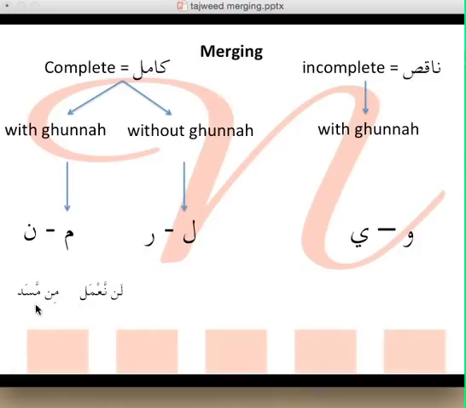The other example is min masad: noon, empty noon without any vowels, afterward there is mim. Mim is part of this group, with ghunna, kamil. Exactly the same explanation as لن نعمل. The noon goes completely with its ghunna, that's why we say kamil, complete. And the mim stays with its ghunna, because mim and noon always have ghunna. So mim masad, mim masad. That's the ghunna of the mim.